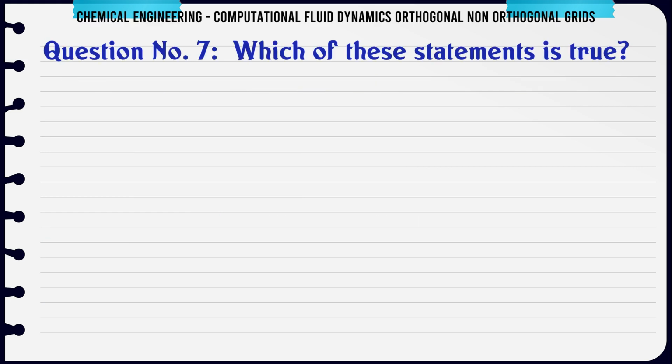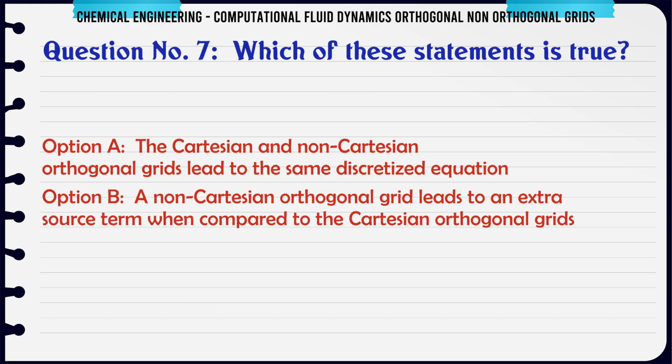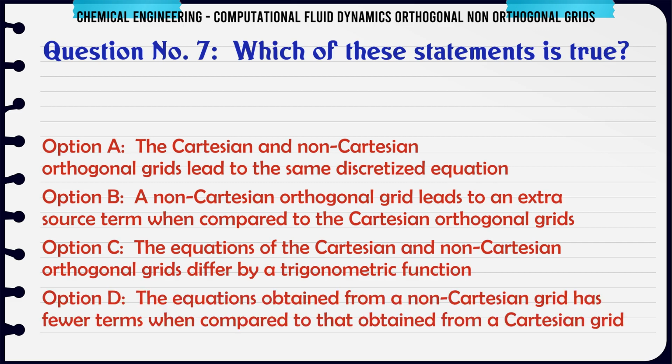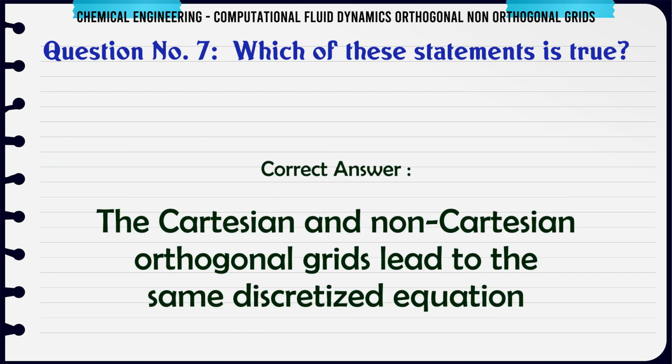Which of these statements is true? A. The Cartesian and non-Cartesian orthogonal grids lead to the same discretized equation. B. A non-Cartesian orthogonal grid leads to an extra source term when compared to the Cartesian orthogonal grids. C. The equations of the Cartesian and non-Cartesian orthogonal grids differ by a trigonometric function. D. The equations obtained from a non-Cartesian grid has fewer terms when compared to that obtained from a Cartesian grid. The correct answer is the Cartesian and non-Cartesian orthogonal grids lead to the same discretized equation.